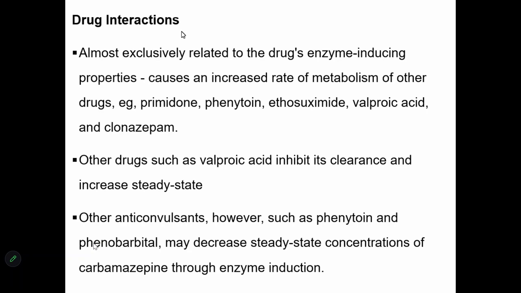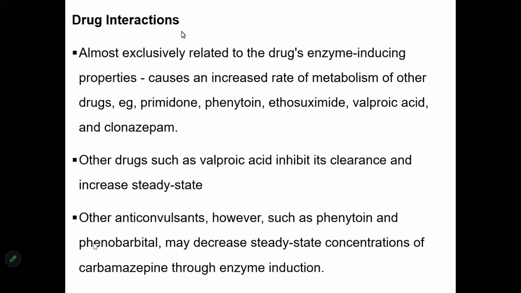What are the drug interactions with carbamazepine? It is largely related to its enzyme-inducing properties. It can cause an increased rate of metabolism of certain drugs like primidone, phenytoin, ethosuximide, or even valproic acid and benzodiazepines. But it might also be antagonized by certain drugs like valproic acid. Valproic acid is actually a liver enzyme inhibitor. It will inhibit most of the drugs.